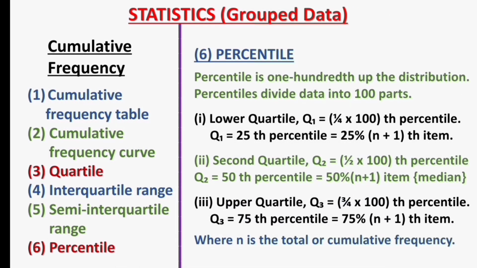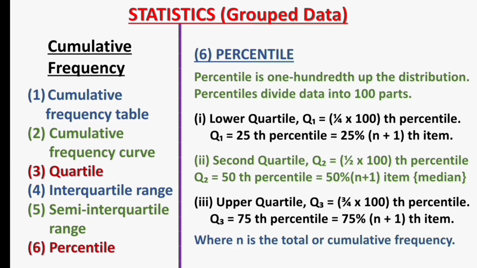Number 6. Percentile. Percentile is 100th of the distribution. Percentile divides data into 100 parts. Please note that the lower quartile Q1 is equal to 1 over 4 times 100 percentile. That means the lower quartile Q1 is equal to the 25th percentile, which is equal to 25% of the (n plus 1)th item. Also, the second quartile Q2 is equal to 1 over 2 or half times 100 percentile. That means the second quartile Q2 is equal to the 50th percentile, which is equal to 50% of the (n plus 1)th item, and this represents the median.